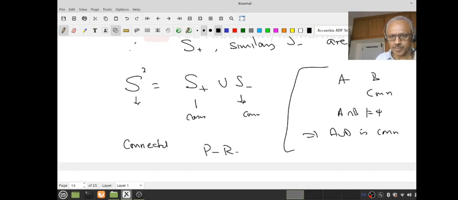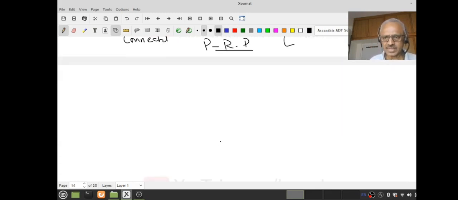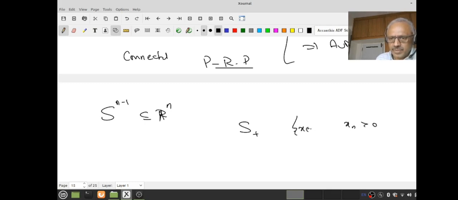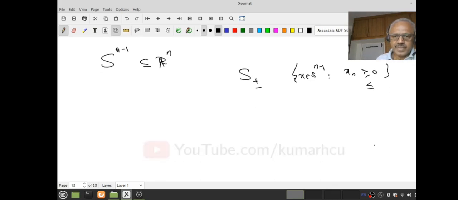Go through the proof. These are the things which are usually not done in most of the courses, so I want you to understand these things. So the same proof works in any S^(n-1) also. I'll define S plus, where the xn coordinate is in S^(n-1), so that xn is greater than or equal to 0, and S minus, where xn is less than or equal to 0, right? And let's look at the unit ball in R^(n-1).